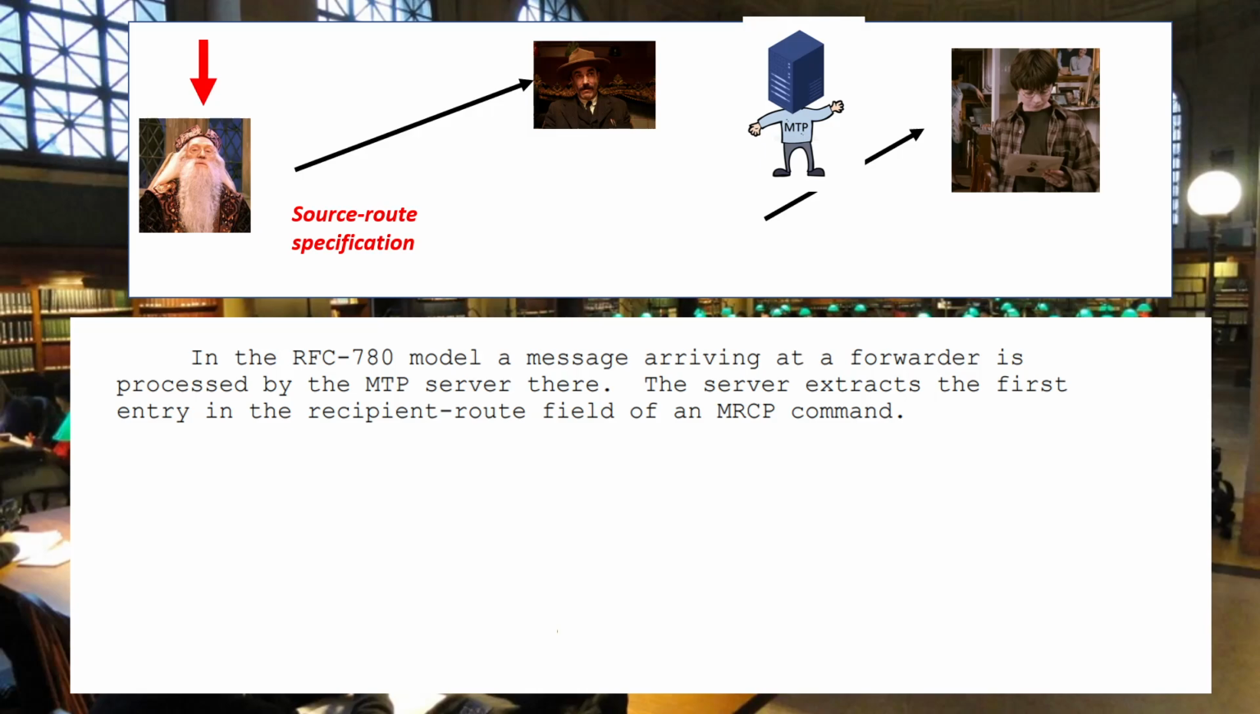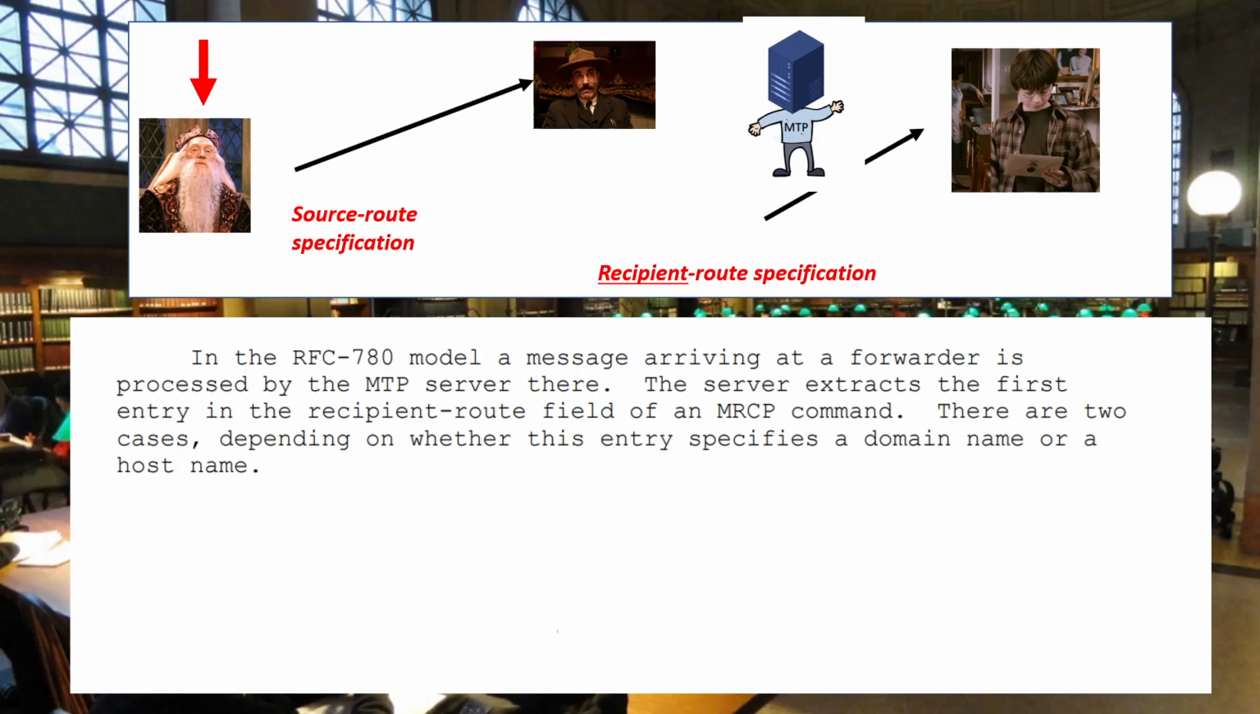Well, it extracts the first entry in something called the recipient route field. Okay, we've already talked about the source route specification, and we said that there are those four implications of the fact that we use the source route specifications, like the fact that if you had an advisory message, it would have to do the reverse route. But now we're talking about the recipient route specification. So the MTP server extracts the first entry, and in a minute it's going to look at the second entry. So it extracts the first entry, and there are two possibilities, right? Depending on whether this entry specifies a domain name or a host name.